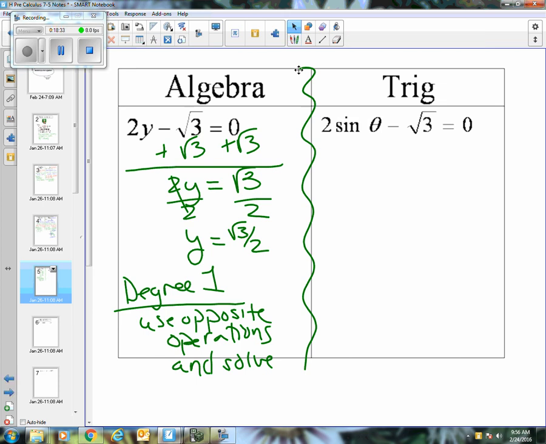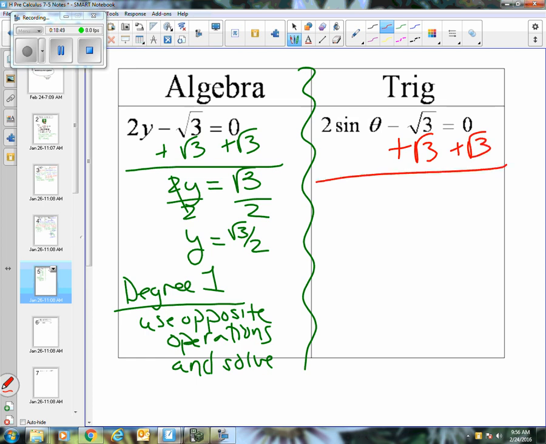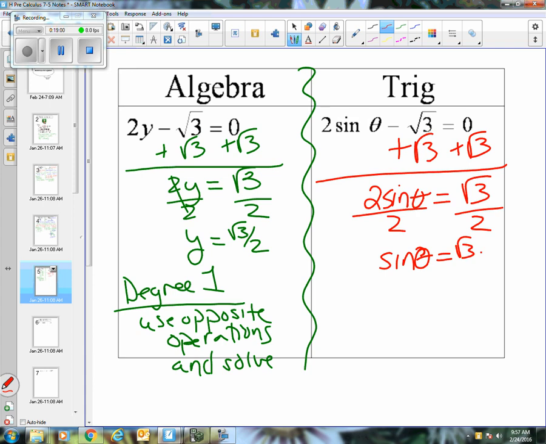Well, look at the equation on the right-hand side. It's the same thing, but in trig version. So instead of writing the y in there, I put sine of theta instead. It's to the first power. It's degree 1. We just have to undo what's been done to that equation. I do exactly the same thing. So I get the variable by itself. In this case, the variable is sine of theta to start with. So divide by 2. So I'm asking the question, sine of theta is equal to square root of 3 over 2. When does that happen? When is sine equal to square root of 3 over 2?